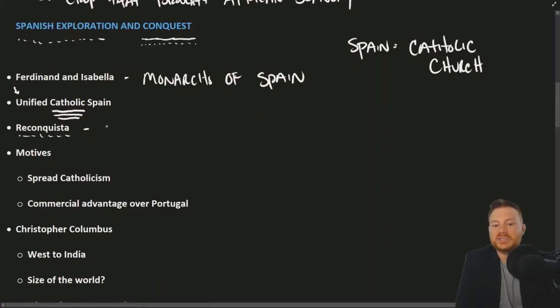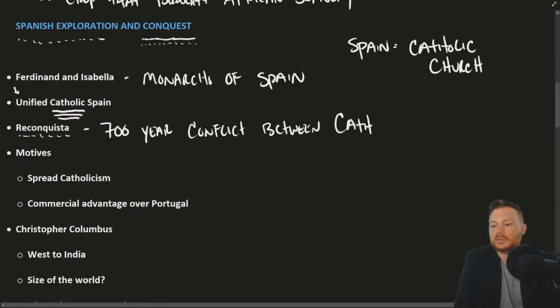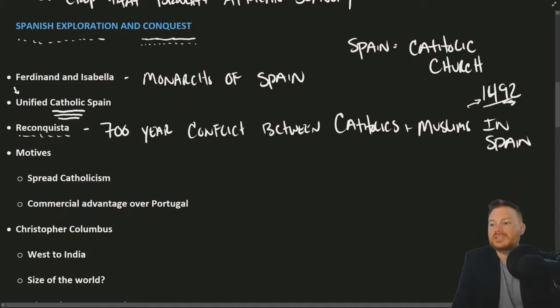Recall that this was the war, or really the 700-year or 800-year conflict between Catholics and Muslims in Spain. And this coincided very nicely with the year 1492, which was when the Reconquista ended, and it was Catholic Spain that emerged victorious. So after that, after having eliminated the competition, so to speak, Ferdinand and Isabella and the modern nation of Spain could then focus on their own overseas exploration and try and rival Portugal.